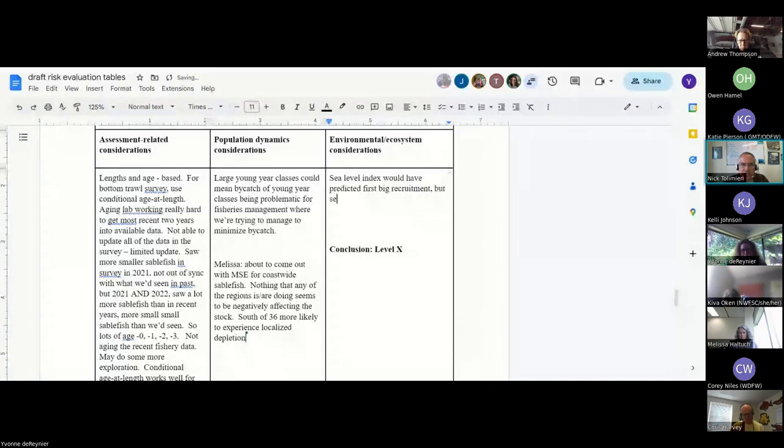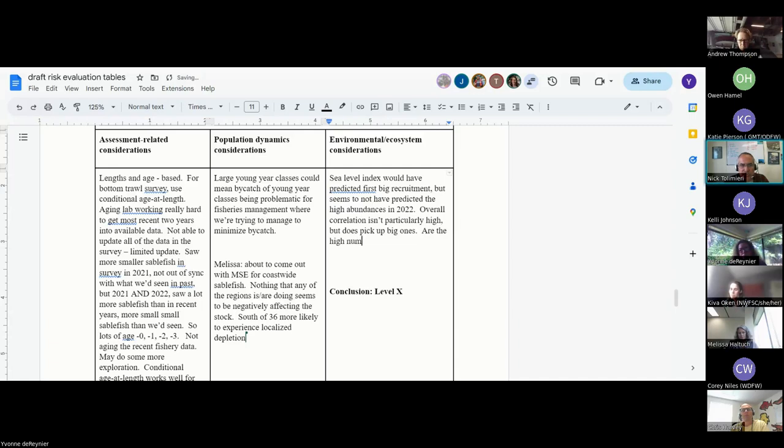I think that shows up in the last years of the groundfish trawl data. I don't know why; the overall correlation isn't particularly high for that sea level index, but it does generally pick up some of the big ones. We've had some questions, talking with some of the trawl people, about whether the high numbers in 2022 are just older 2021 fish that didn't grow as much, or whether they're really another big recruitment in 2022. But that's all I have at the moment, if that makes sense.